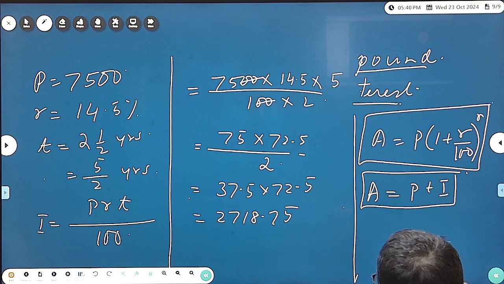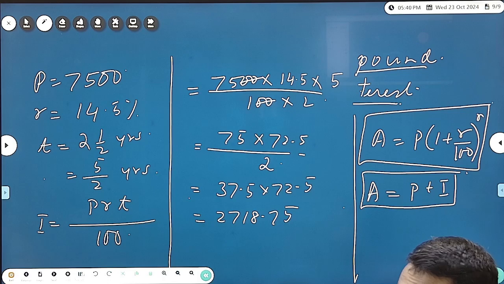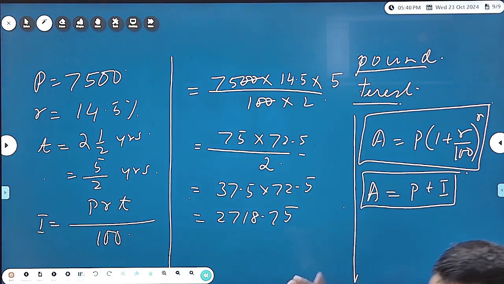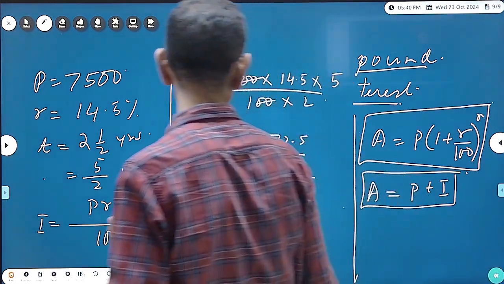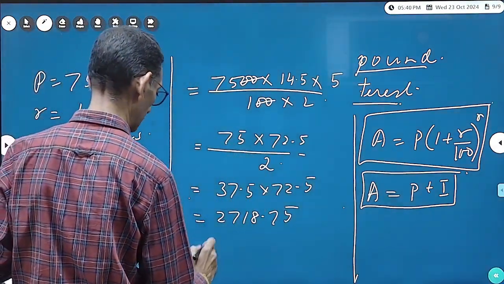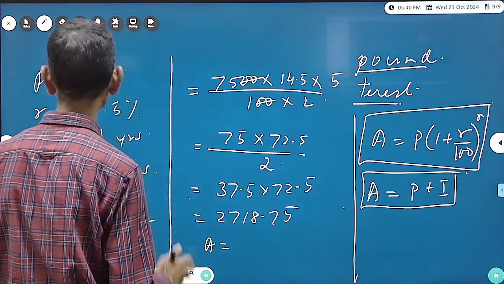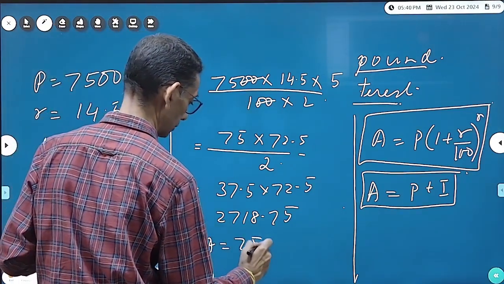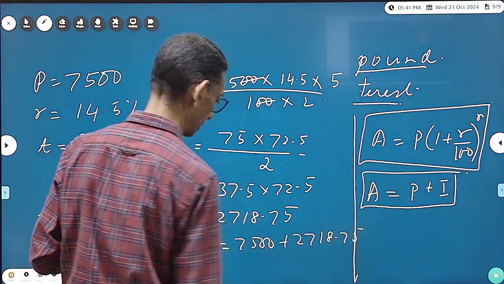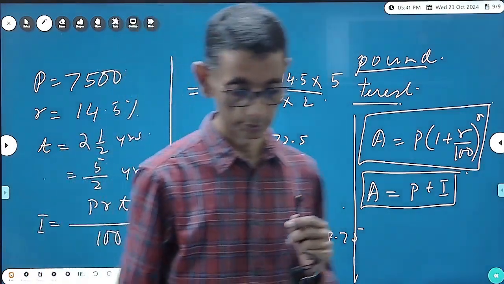Why is there no power here? Because it is a simple interest formula, right? That one is the compound interest formula. It is not compound interest, just amount is equal to principal plus I. Principal means 7500 plus 2718.75. Add these and it is done, right?